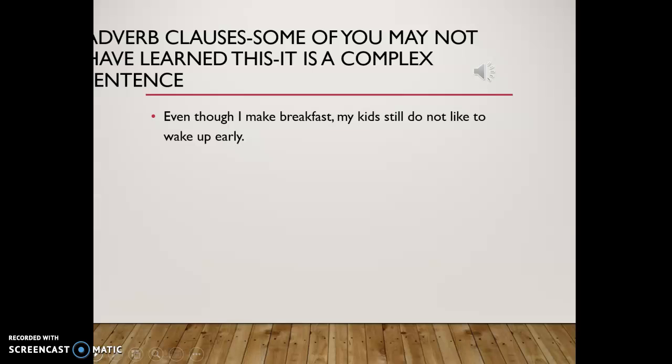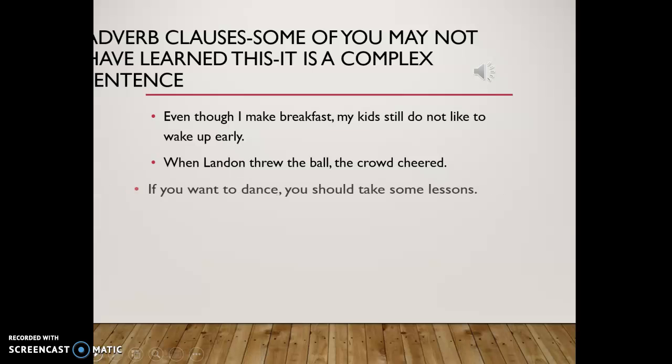So kind of think of it when you're looking for a complex sentence and where to put the comma. Where do the two ideas stop and start? First idea, I make breakfast. Second idea, my kids still don't want to get up. Another example, when Landon threw the ball, Landon throwing the ball, is that an idea? Yeah. The crowd cheered. Another idea. So that's where that comma goes.